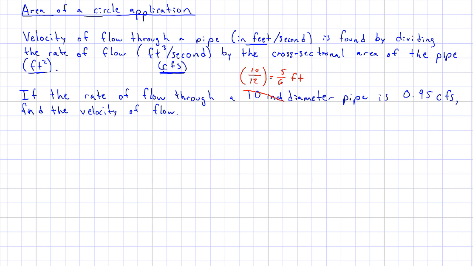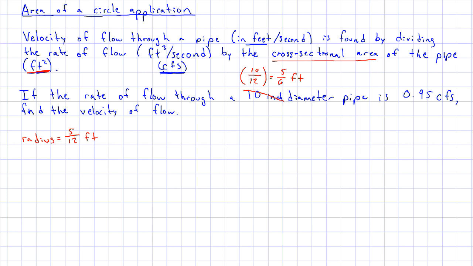The next thing I need to do is, I see that this is an area of a circle problem. I need to find my area, which will be the cross-sectional area of a pipe. That'll be the area of a circle. I'm given the diameter, so I need to divide that by 2 in order to find the radius. So the radius is going to be 5/6 divided by 2. That'll be 5/12 foot.